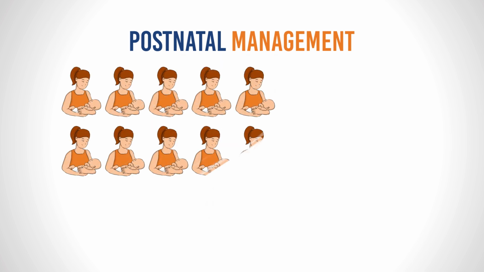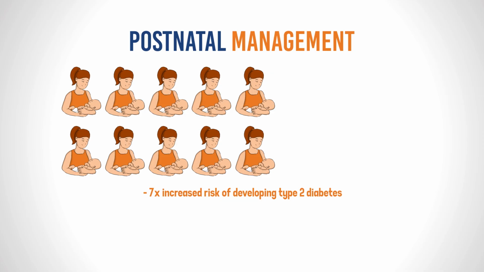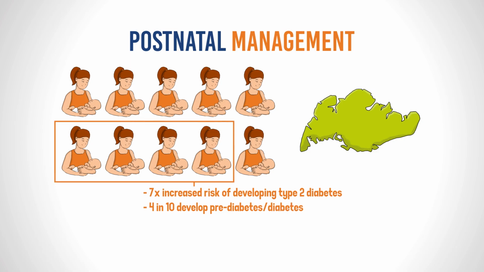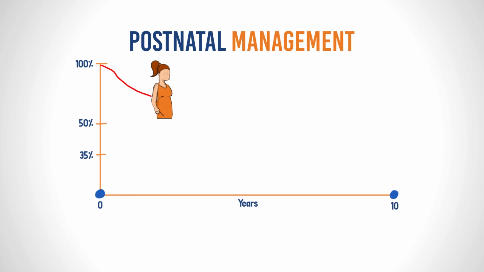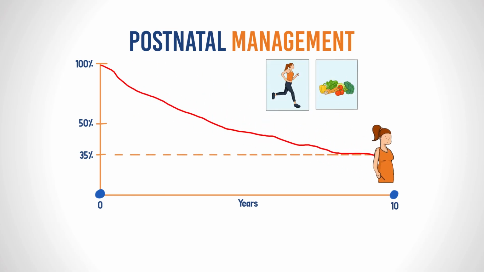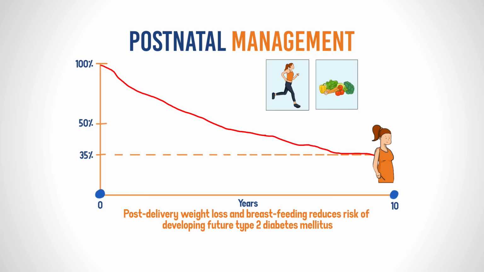For women with GDM, there is a 7-fold increased risk of developing type 2 diabetes. In Singapore, an estimated 4 in 10 women with GDM develop pre-diabetes or diabetes in the 5 years following delivery. Sustained lifestyle modifications reduces risk of that progression by 35% over 10 years.